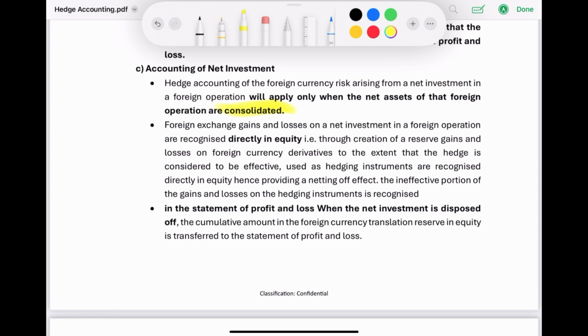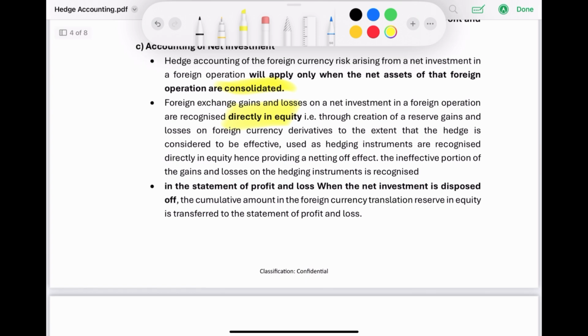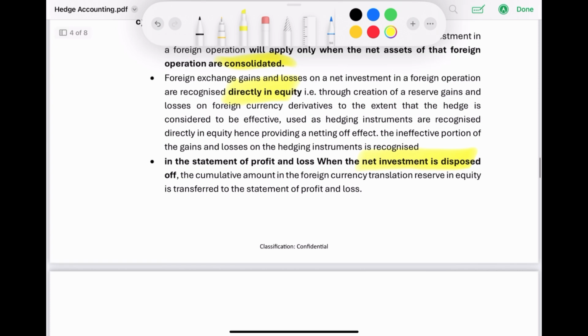Here also the fair value difference delta will flow through equity and not through the P&L account. The statement of P&L will be hit only when the net investment is disposed. So unless the net investment is disposed, the delta on the fair value will flow through other comprehensive income in equity. Only when it is disposed of will the impact be posted to the statement of P&L.